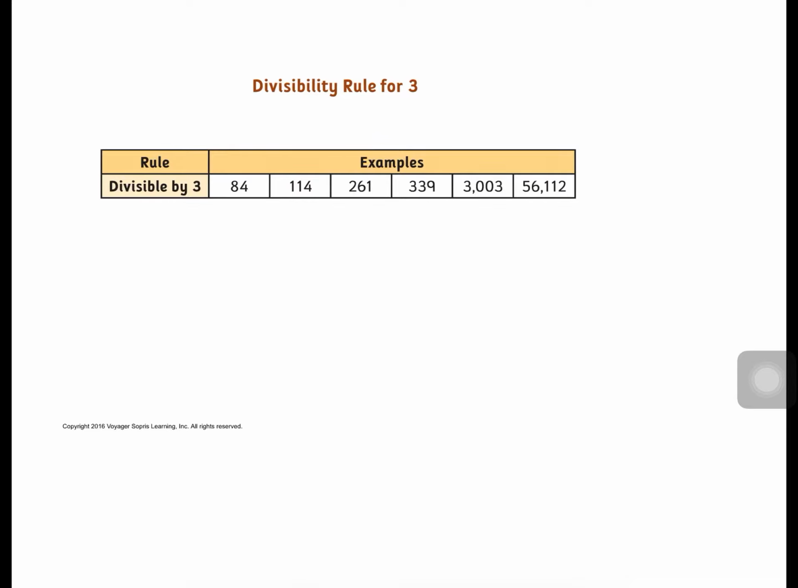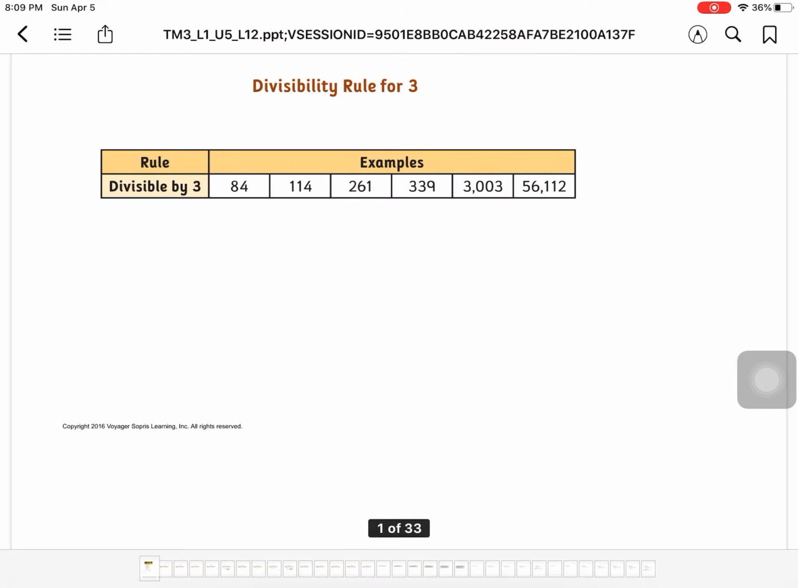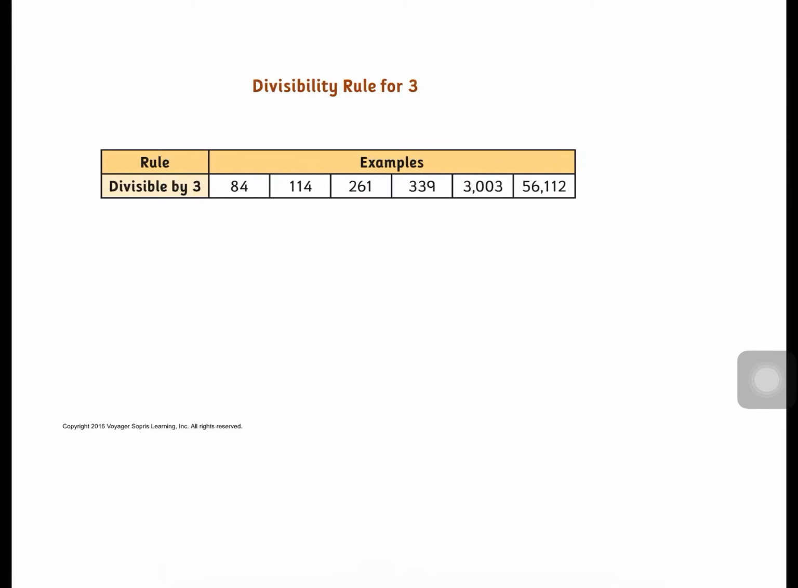So we've got 84, we've got 114, we've got 261, we've got 339, 3003, and 56,112, okay? So if I look at the next one, we can divide a number evenly by 3 if the sum of the digits is divisible by 3. So let's look at the number 84 and see how that works, okay?